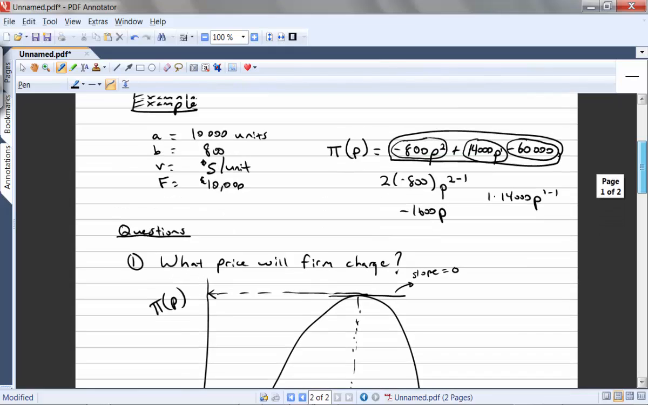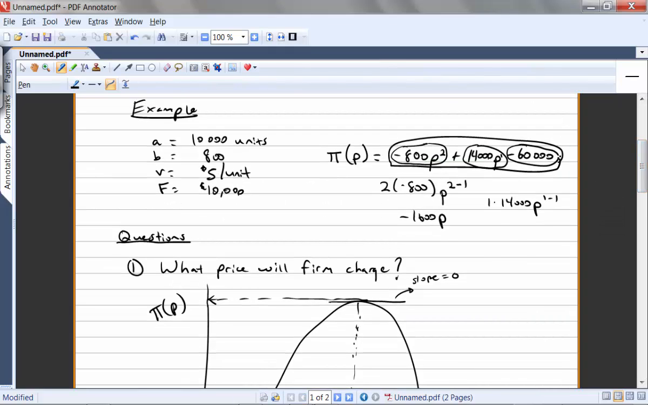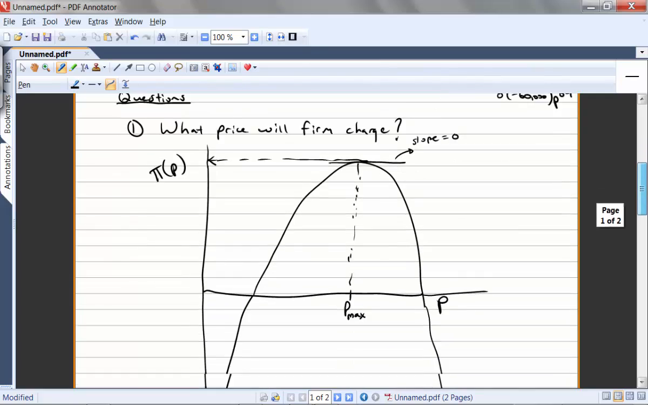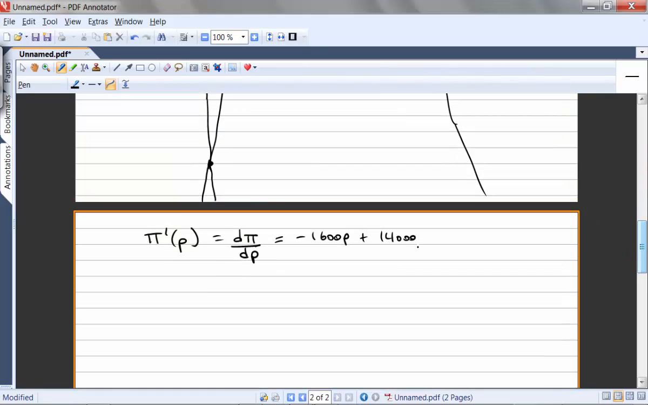And then negative 60,000 right here. We can rewrite this as negative 60,000 times p to the 0, right? Because anything to the 0 is 1. And we just do the same form. We take the derivative the same way. We take the exponent times the coefficient times p to the power of 0 minus 1, or p to the negative 1. But it doesn't matter because we have a 0 out here, and 0 times anything is 0. In other words, the derivative of a constant is 0. So here's the derivative of our profit function.